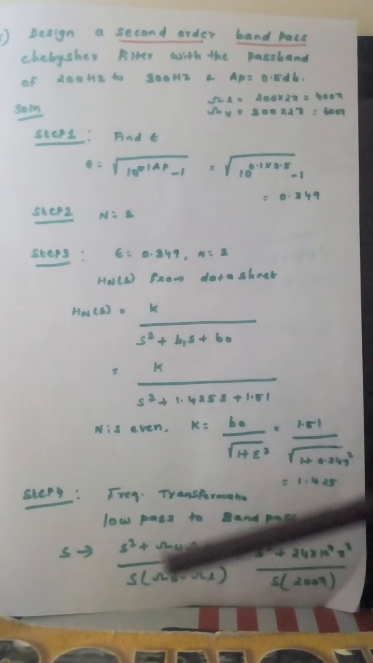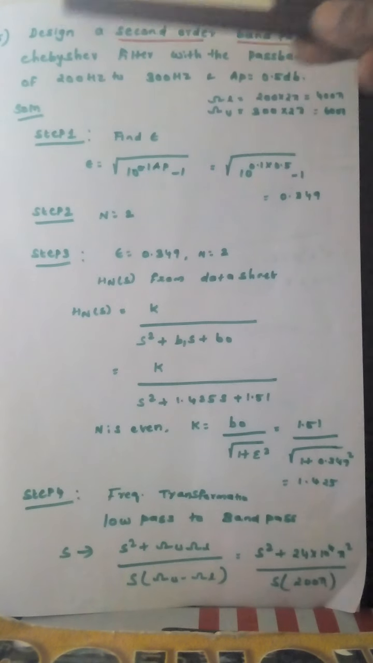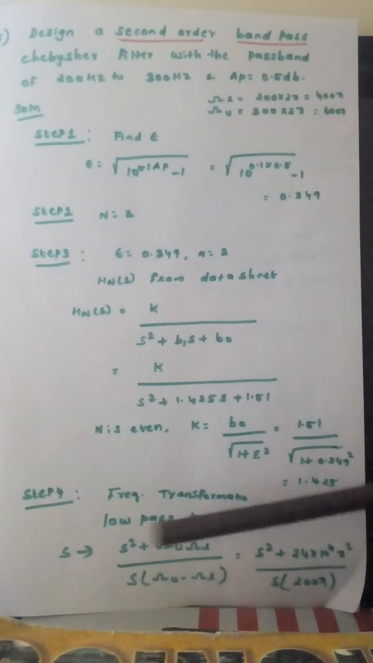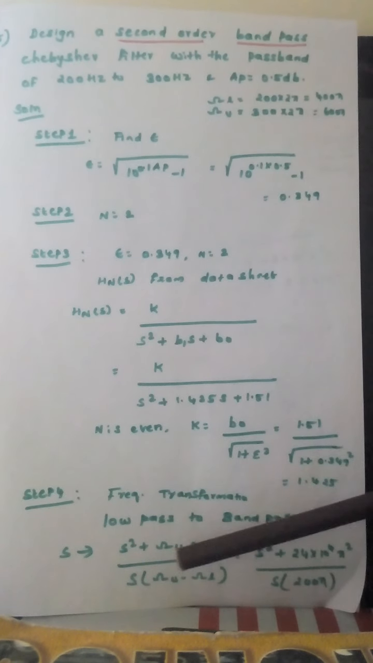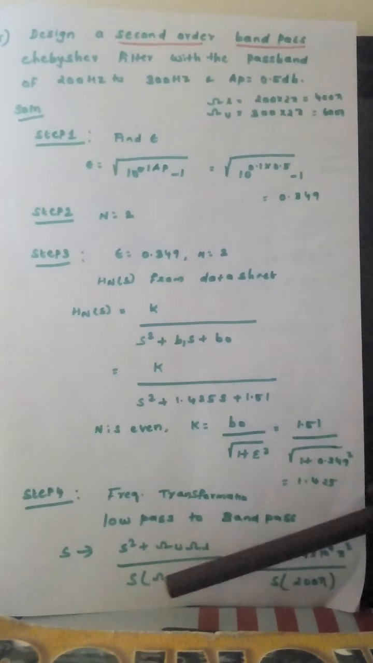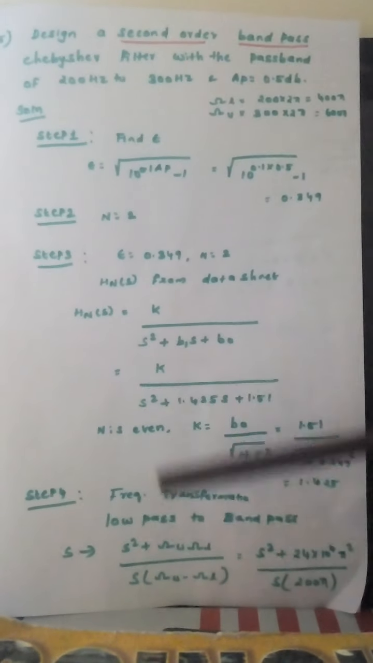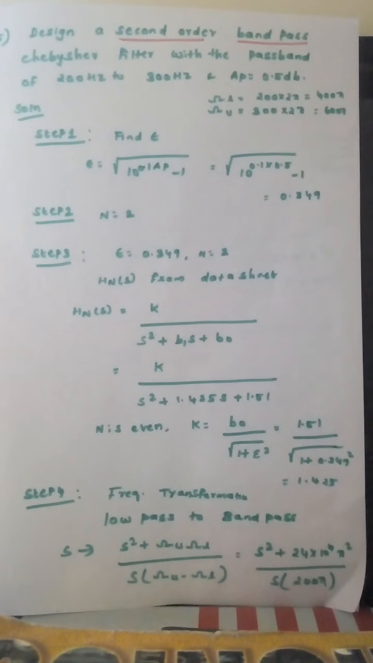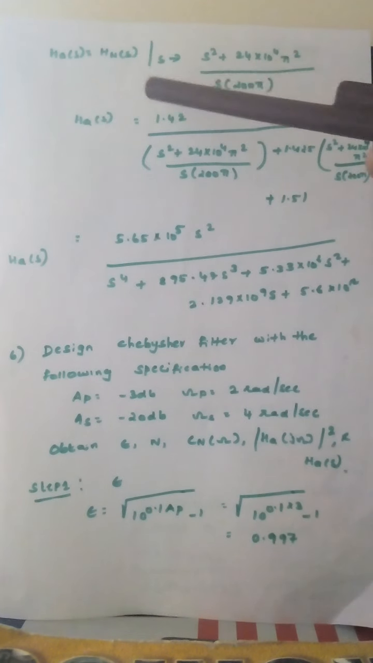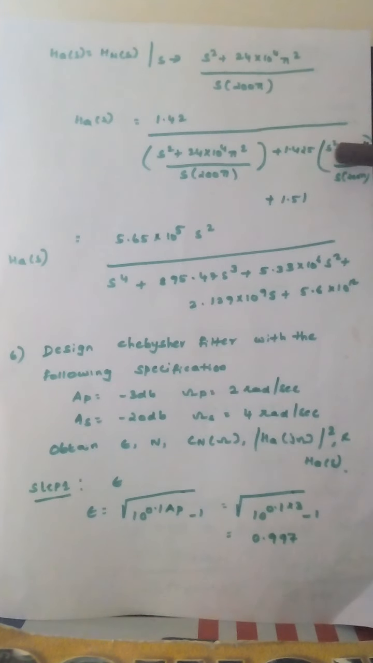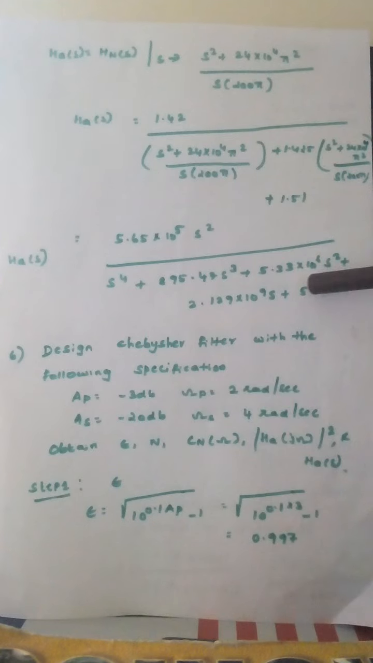So next step is we have to do the frequency transformation. Here we have to do from low pass to band pass. For the transformation, the formula is s square plus omega u into omega L divided by s into omega u minus omega L. So in this transfer function, s will be replaced by this term, and if we simplify, we'll get this transfer function. So this is the transfer function of the system.